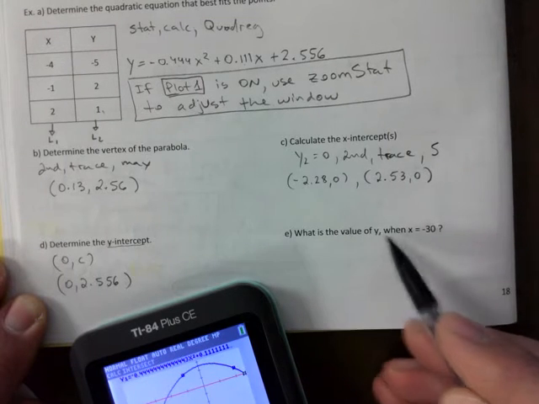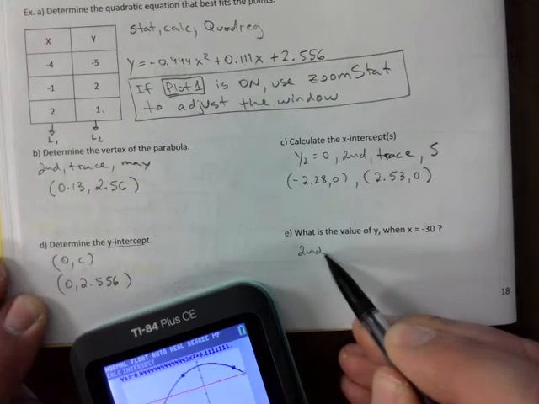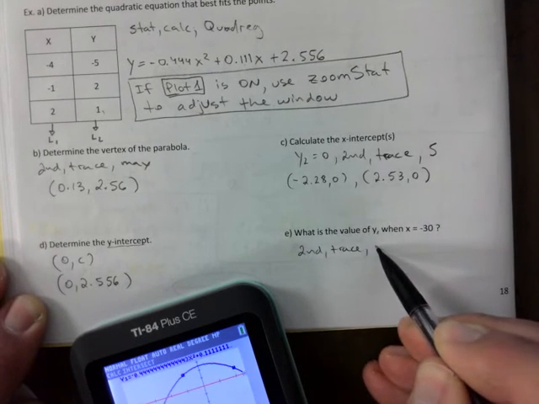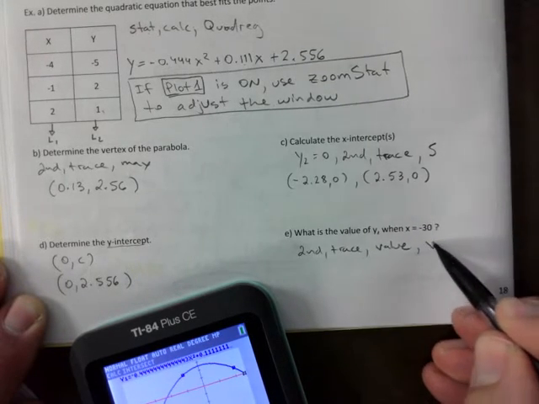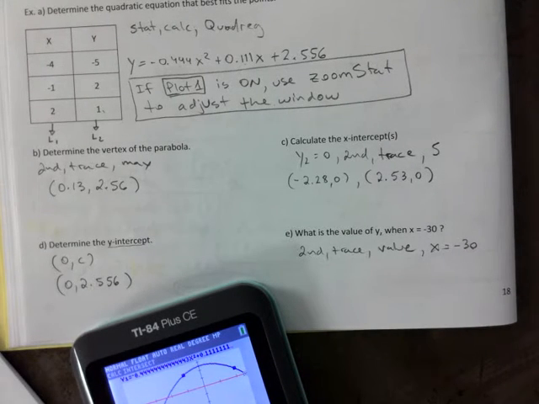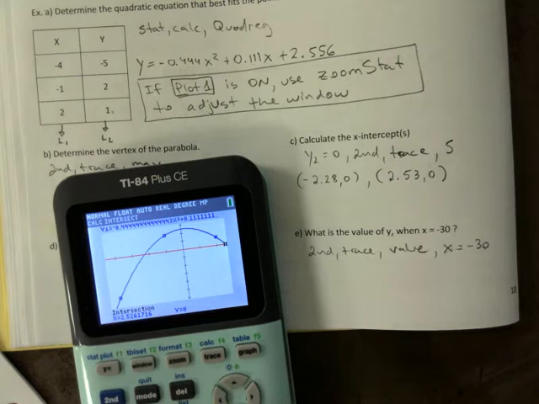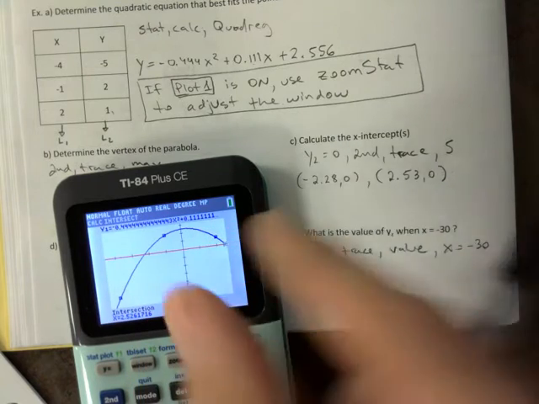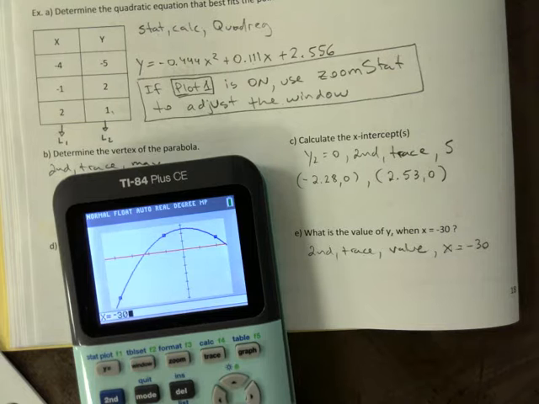What is the y value when x is equal to negative 30? Basically, we're going to use this function. We're going to use value, second trace value, and we're going to let x be negative 30. You can tell that we might have to adjust our window, correct? There is a chance that the calculator is not going to like this. If I could redo this, I would just make a touch screen so we could zoom in, but in this case we can't. So second trace 1, I'm going to try it.